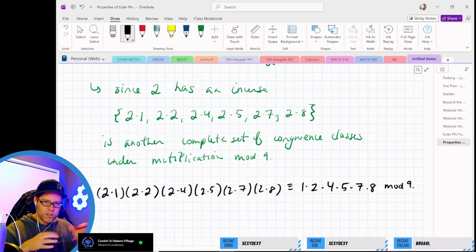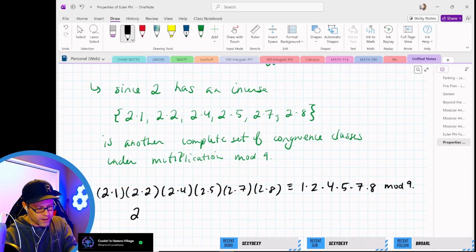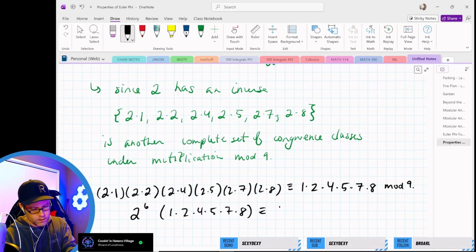Now, we are allowed to do associativity and commutativity here. So I'm just going to pull out all of these extra factors of 2 and rewrite them as 2 to the 6. Then I have 1 times 2 times 4 times 5 times 7 times 8. All right, this is congruent to our 1 times 2 times 4 times 5 times 7 times 8, mod 9.